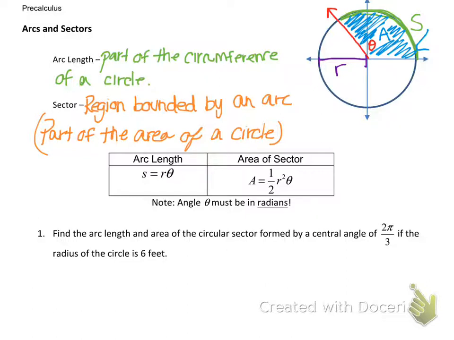So here's a problem. Find the arc length and area of a circular sector formed by a central angle of 2 pi over 3. So it's already in radians. That's great. If the radius is 6 feet. So I want the arc length. So first, I'm going to have S equals R times theta. Since we're solving for S, we have R, which is our radius, so 6 times our theta, which is in radians, so all we have to do is multiply, and we have an arc length of 4 pi, and that was talking about feet.